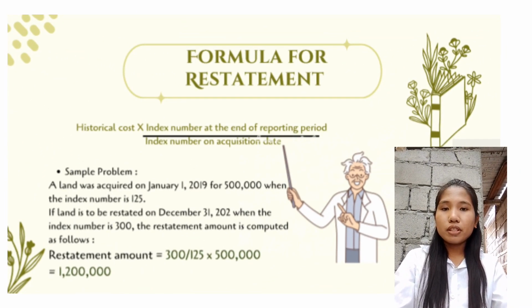We have here the formula for restatement: historical cost multiplied by the index number at the end of the reporting period, divided by the index number on acquisition date. Here is a sample problem. A land was acquired on January 1, 2019 for 500,000 when the index number is 125. If the land is to be restated on December 31, 2022 when the index number is 300, the restatement amount is computed as follows. So 300 divided by 125 multiplied by 500,000 is equal to 1,200,000.